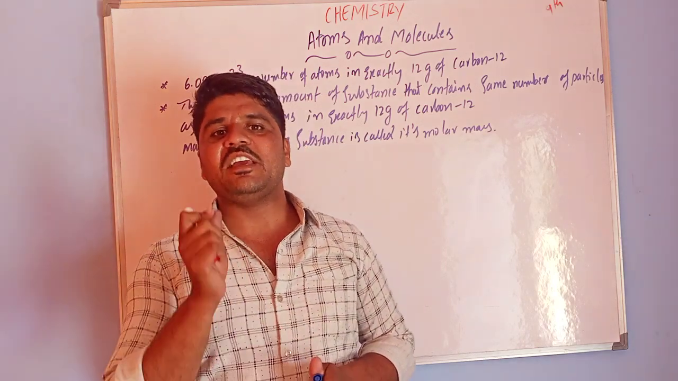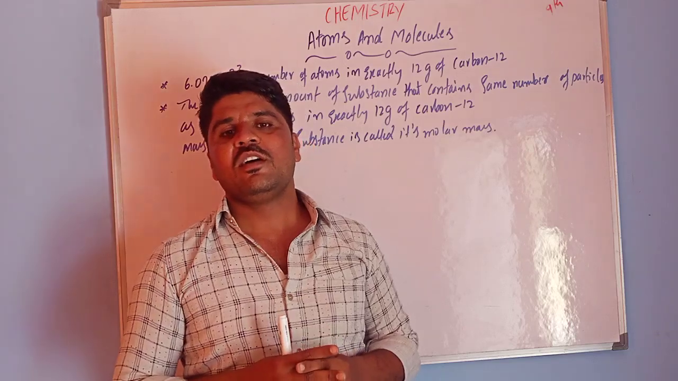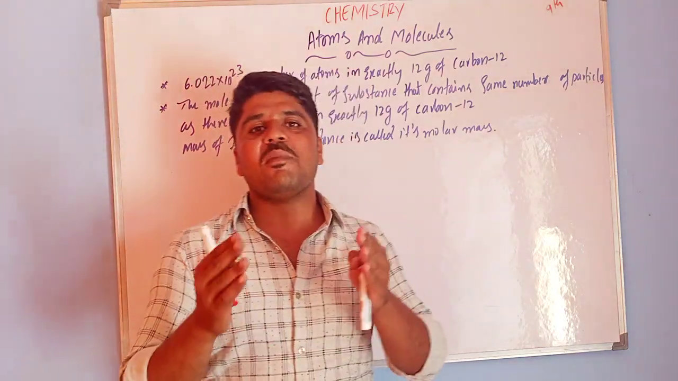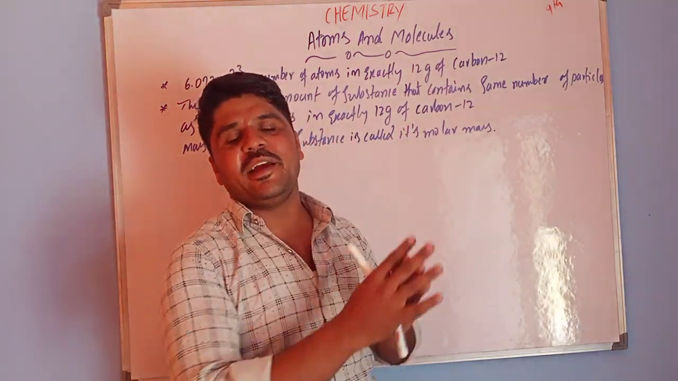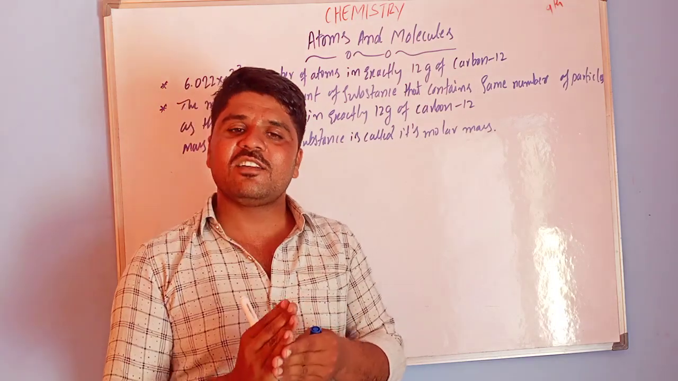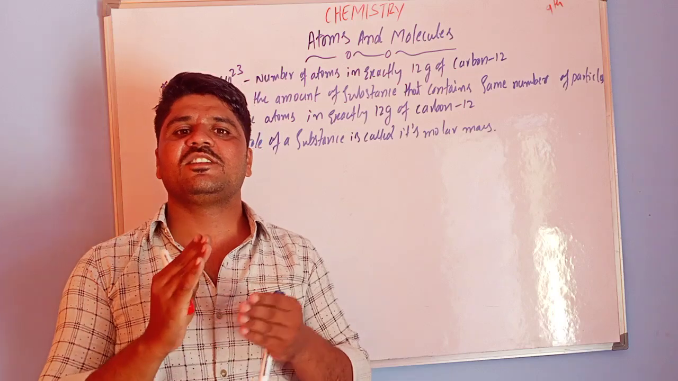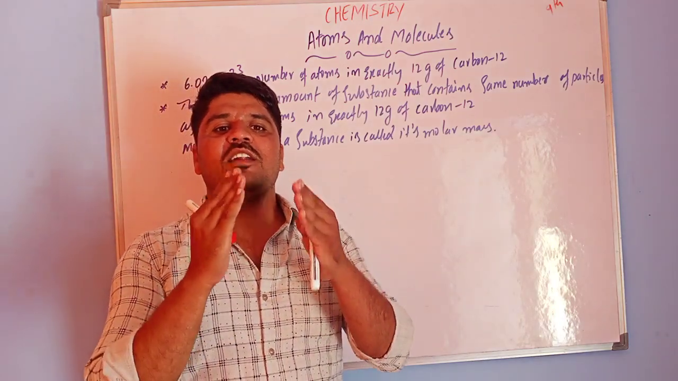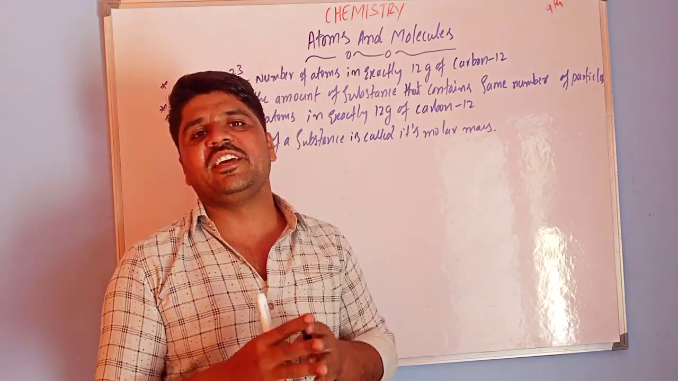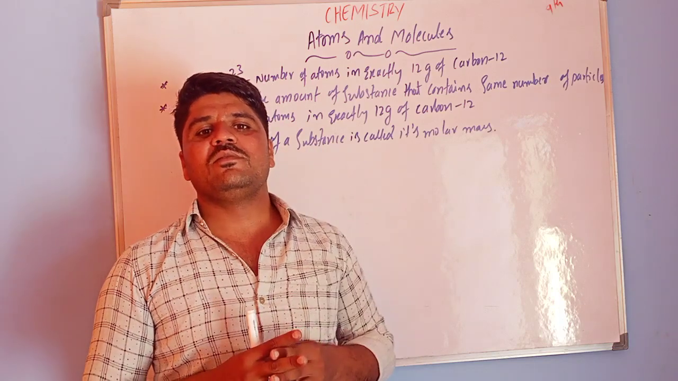So mole is a unit. Why do we use this mole? Instead of representing the mass of the elements, we use the number of atoms or number of molecules. The quantity of the substance is given in terms of the number of its atoms or molecules instead of their masses. So, what is this mole?